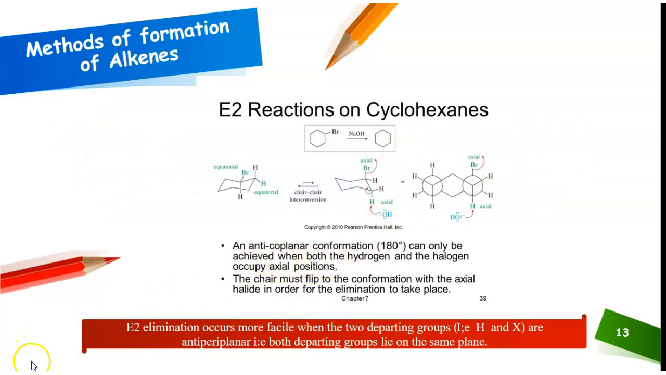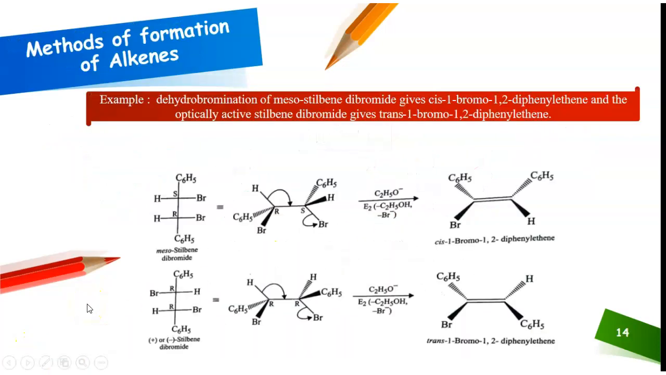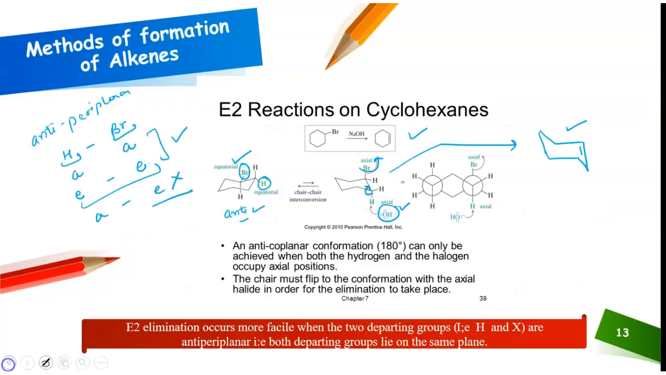So this is another case, and let's just shift to the next slide. So over here you can see the example of dehydrohalogenation of meso-stilbene dibromide, that is this one, which gives cis-1-bromo-1,2-diphenyl ethene, and optically active stilbene dibromide gives trans-1-bromo-1,2-diphenyl ethene. देखिए अब इसे ध्यान से. इसे समझने से पहले एक बार फिर से पिछली स्लाइड में चलेंगे हम. Let's go back to the previous slide again.